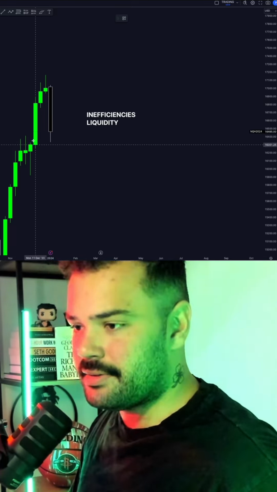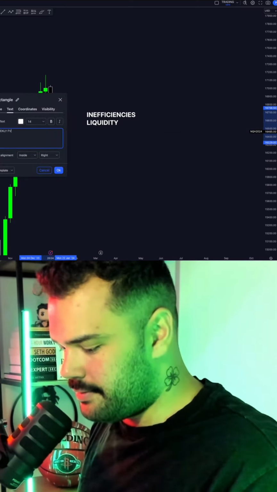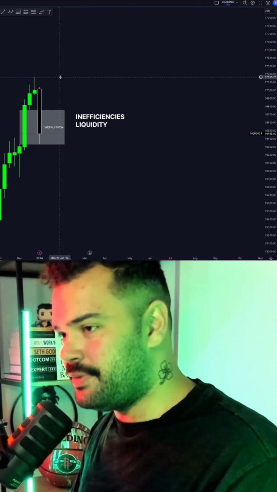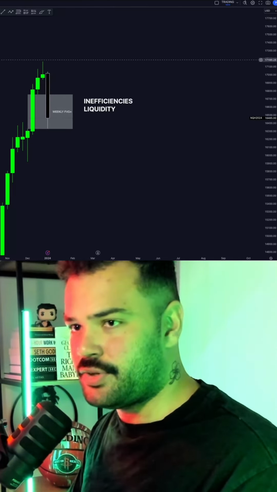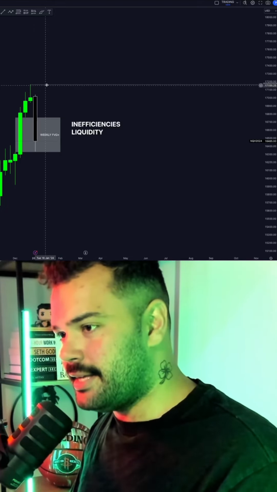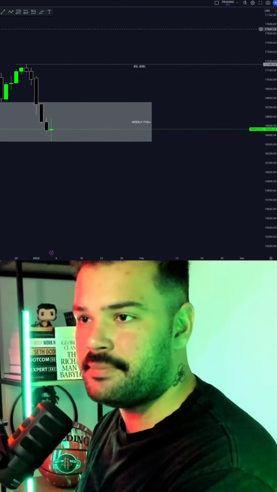First of all, I'd mark out the most obvious inefficiency in the near term. I'd label that weekly fair value gap, bullish weekly fair value gap. Then I'd mark out my areas of interest for liquidity. So since we are currently in a bullish trend, I'll be more likely to expect this swing point here as buy side liquidity. And then I drop down to the daily chart and then look for the same thing again.